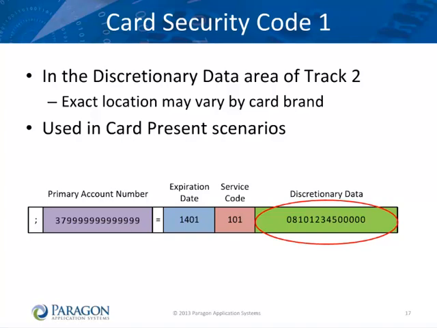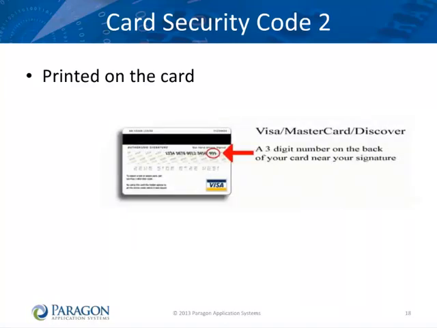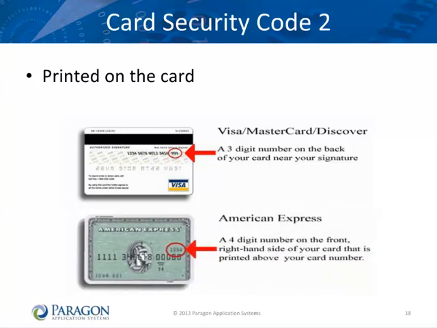The exact location of the card security code within the discretionary data may vary depending on the global card brand associated with the card. The second type of card security code is printed on the front or the back of the card. Visa, MasterCard, and Discover print a 3-digit number on the back of the card near the signature panel. American Express places a 4-digit number on the front of the card on the right side above the PAN.